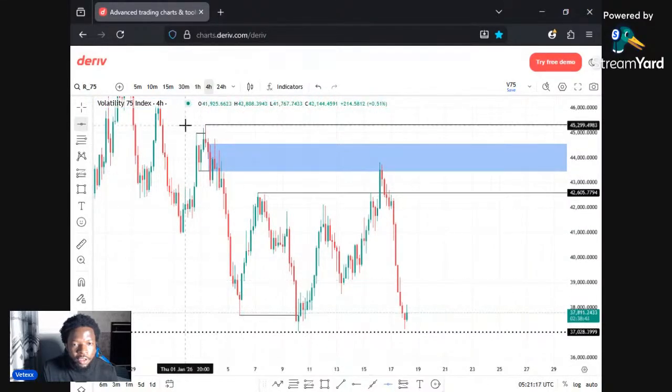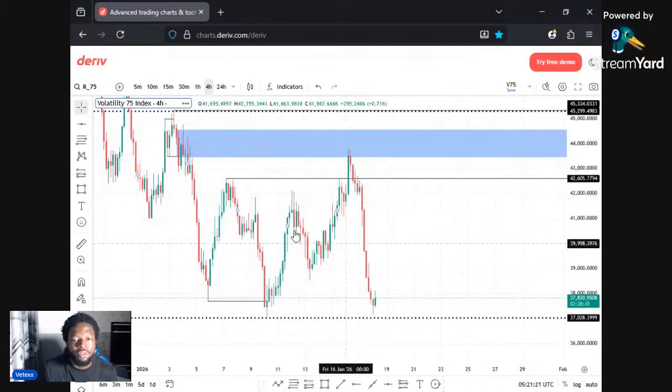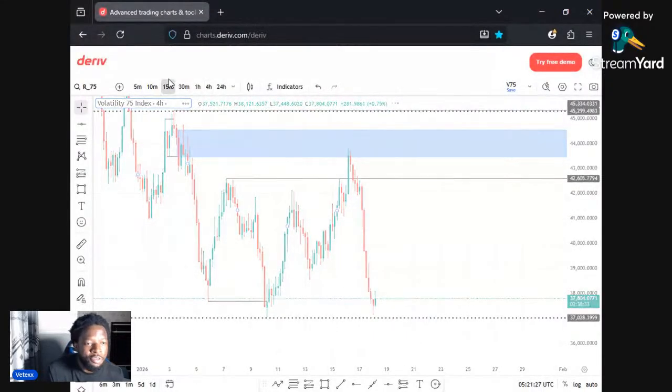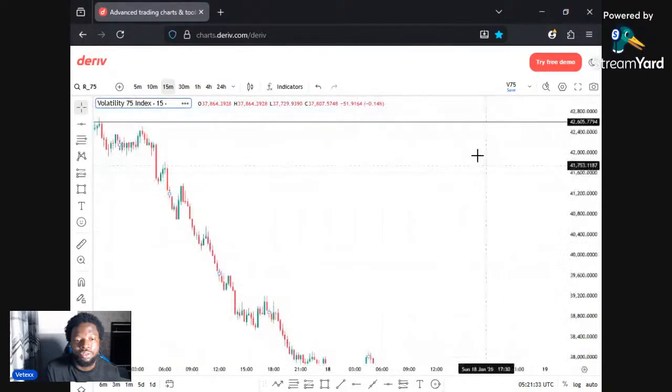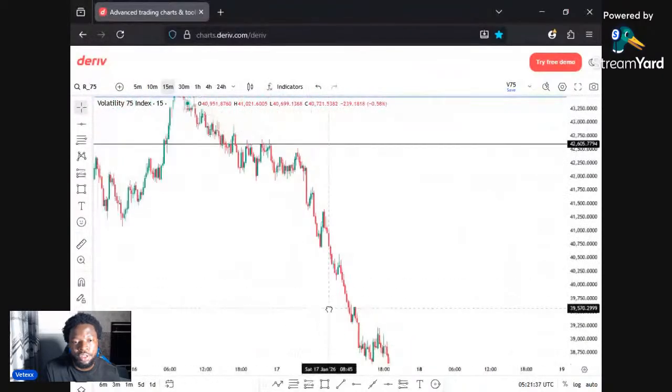And this point right here is the starting point. You can see that price took it out, went in the opposite direction, and has already smashed its target. So let's check the 15 minutes time frame to see if V75 gives us any continuation before smashing its target, because we cannot execute on just the 4 hour time frame because of the drawdown it's going to put us into.